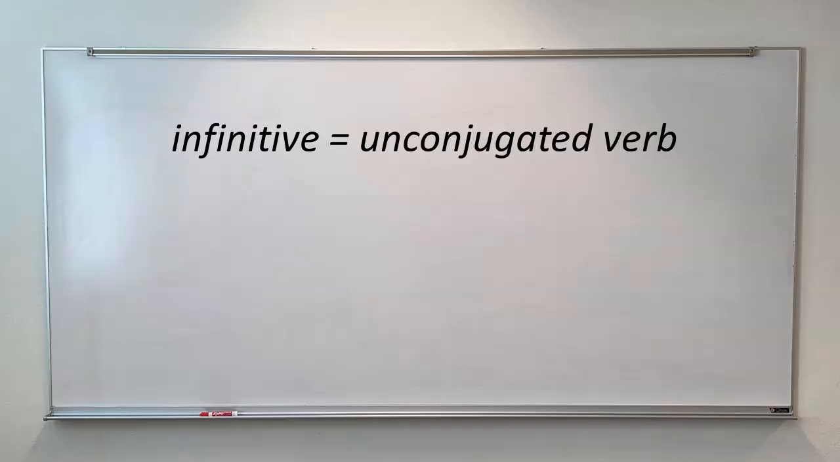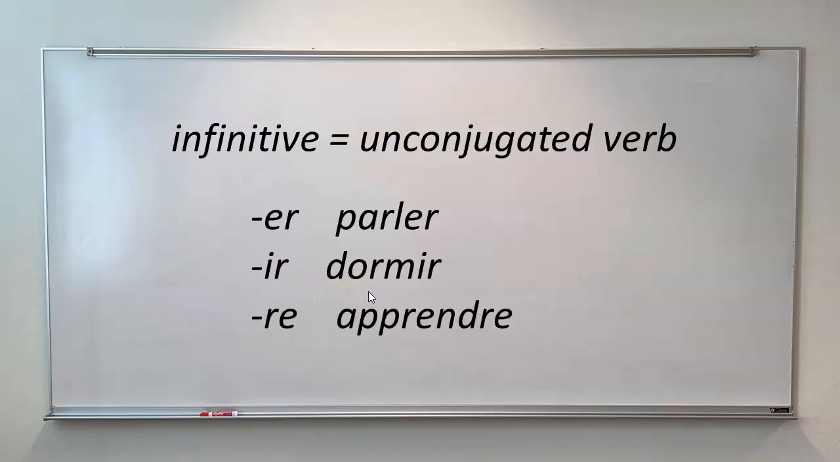Something else you need to know about infinitives is they come in three different varieties in French. They will end in either er, like parler. They will end in ir, like dormir. And they also end in re, like apprendre. So we have these three different types, either er, ir, or re, and that's it.